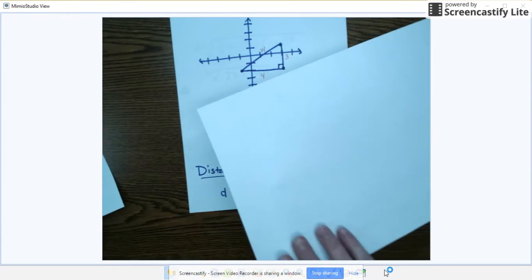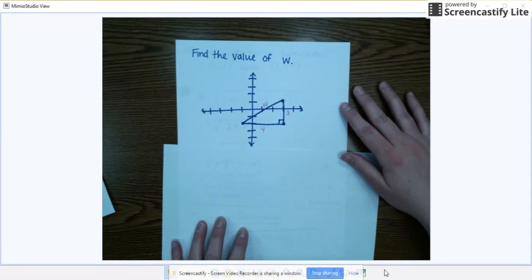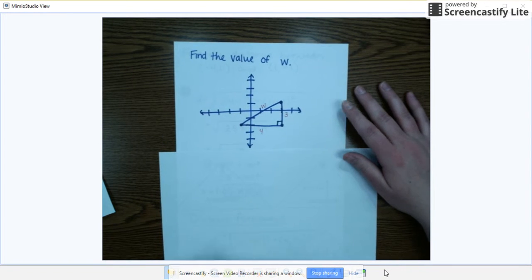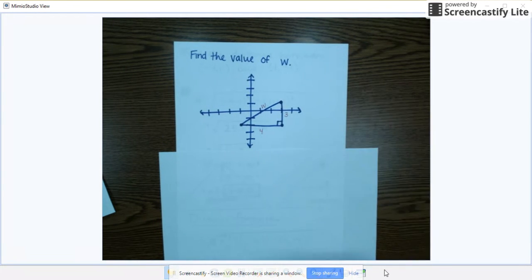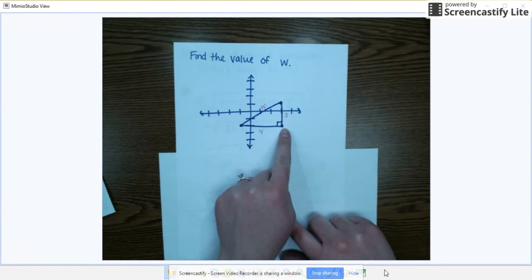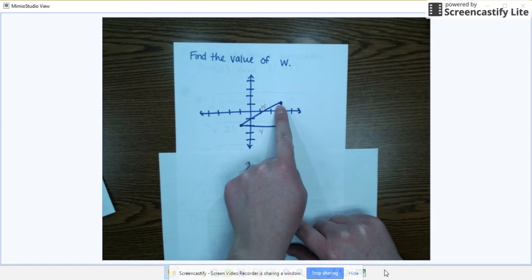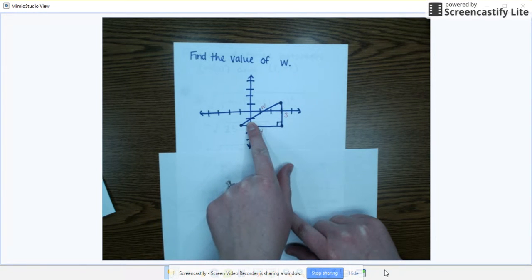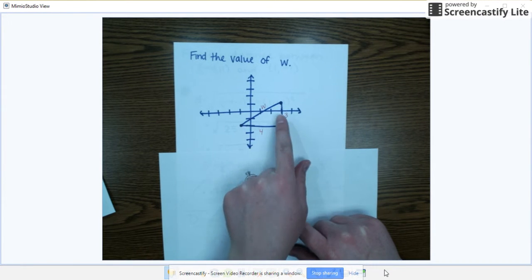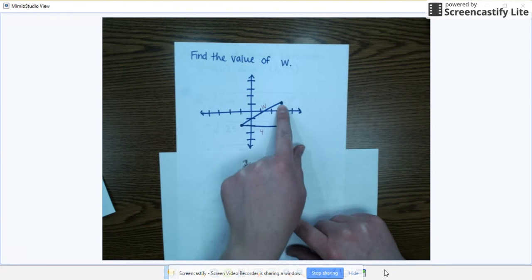Okay, you could be asked to find the value when it's given on a coordinate plane, and this kind of bridges between our Pythagorean theorem and our distance formula. So here it's really easy to find your distance of W, or your length of W, because this drops down and creates a right triangle.